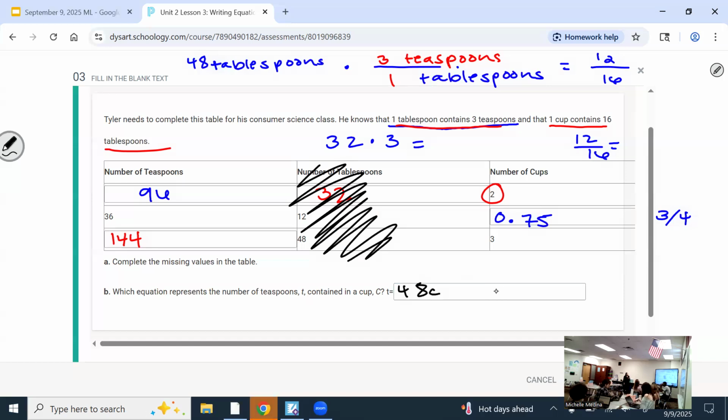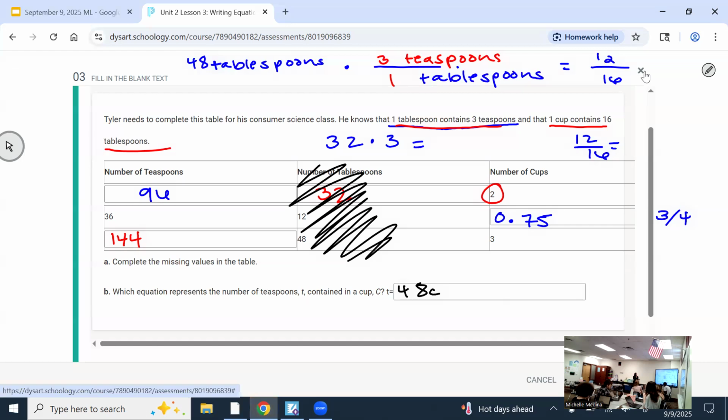There is 48 teaspoons in 1 cup. If I do 48 times 2, I get 96. If I do 48 times 3, I get 144. If I do 48 times 0.75, I get 36. You could double check if you like. But that's what you want to do. You want to figure out the math that you're doing while you're filling out the table. And then you're going to make an equation that works no matter what you plug in first. Does that make sense?